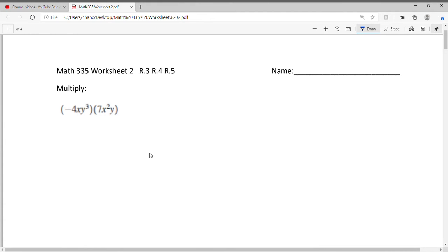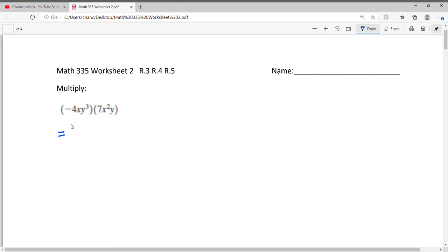Let's get started with the worksheet for Math 335. We're going to go over sections R3, R4, and a little bit of R5. So let's get started. Question 1, we have negative 4xy cubed times 7x squared y.